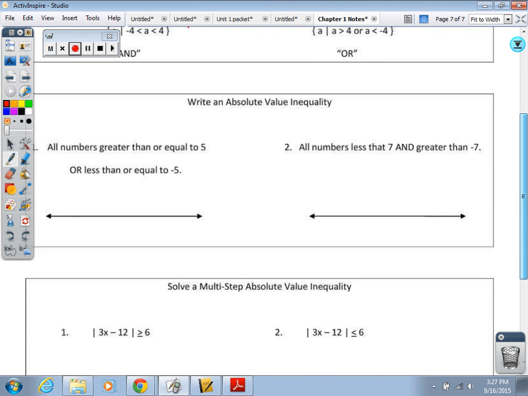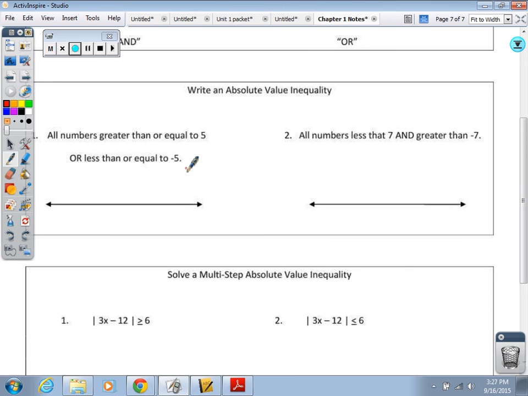Now, the next piece you need to do is you need to be able to write them, okay? And so what you want to do is you want to write all numbers greater than or equal to 5 or less than or equal to 5, okay? So we want to write that as an inequality. And let's knock that piece out. And then we'll be all done. And you guys will have done a great, great job, okay? And so I'm just making sure that I'm showing you what you need to know.